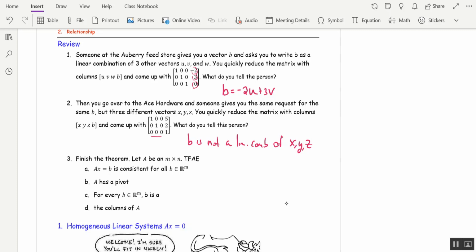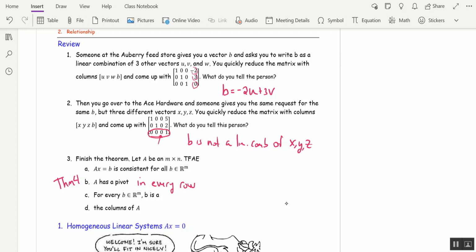All right, finish the theorem. This is theorem 4 from last time, which you're going to have to memorize. The following are equivalent. AX equals B is consistent for all B. That's equivalent to A has a pivot in every row. So we're going to have some theorems that talk about pivots in columns. This theorem talks about pivots in rows.